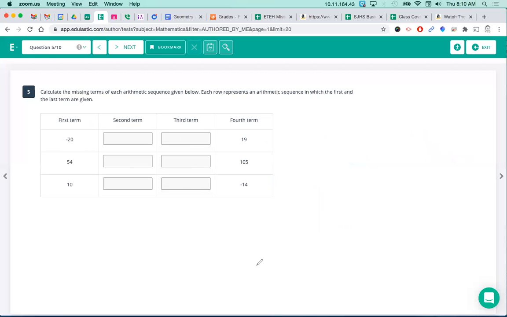I'm recording this right now, so I will post this if you need to go back, like if you're completing your review after class today, and look at the step-by-step process of solving these.